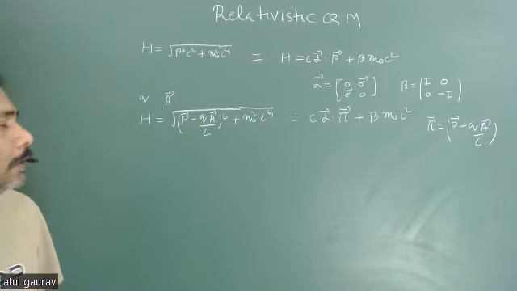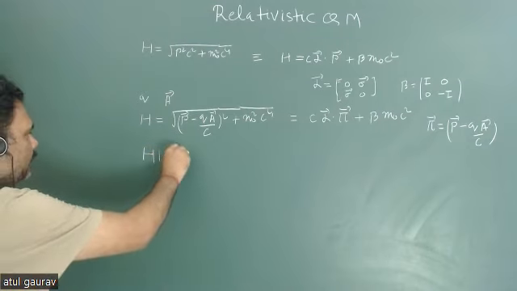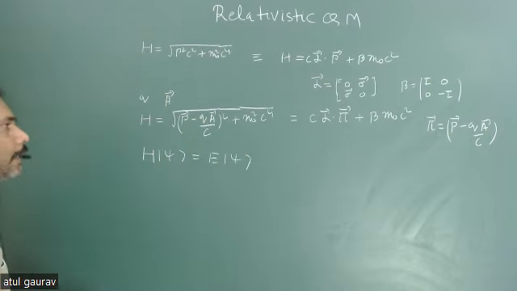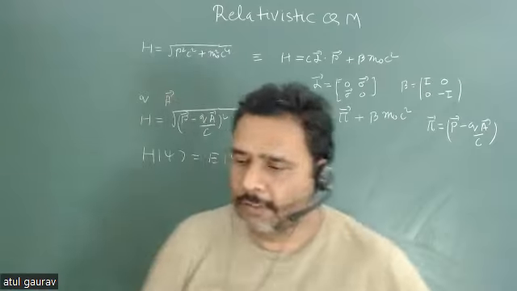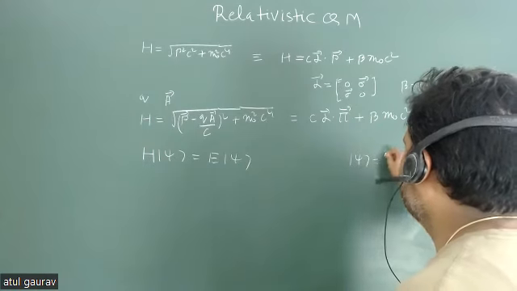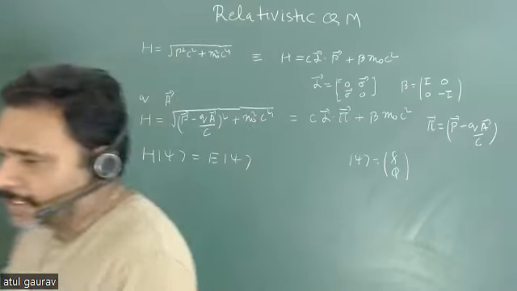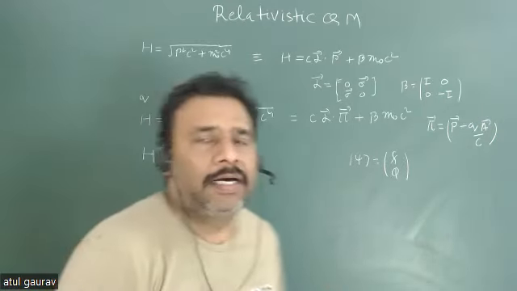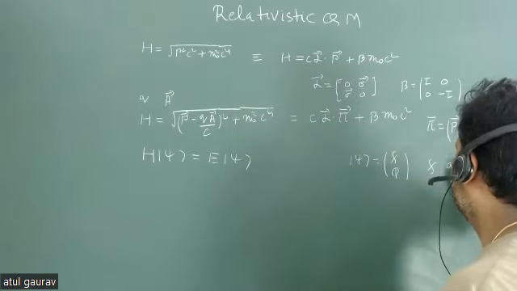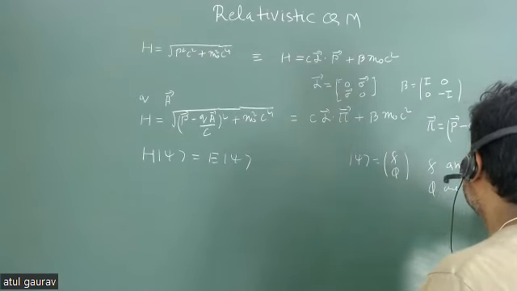Yes, sir. Okay. So what do we have to do? We have to solve this equation, H psi is equal to E psi, for the Dirac particle. We are just going to solve this equation, where this psi can be written as chi and phi. This psi can be written as chi and phi, where chi and phi are spinors. What are spinors?